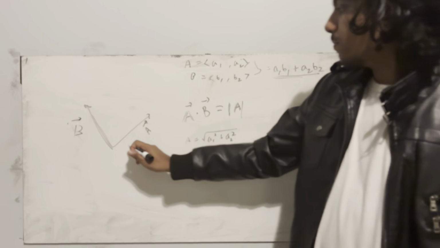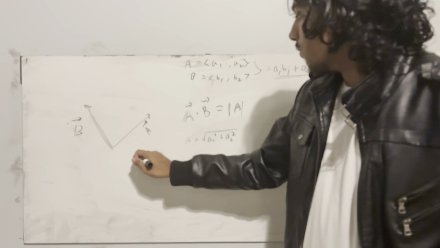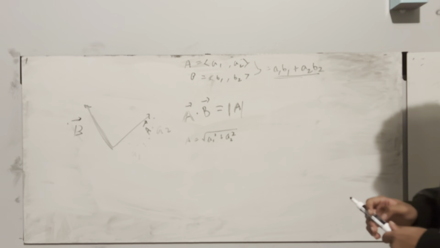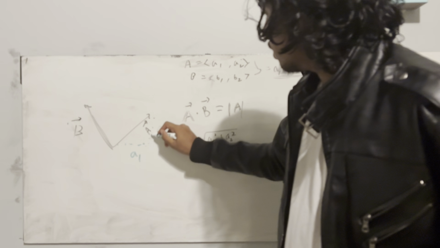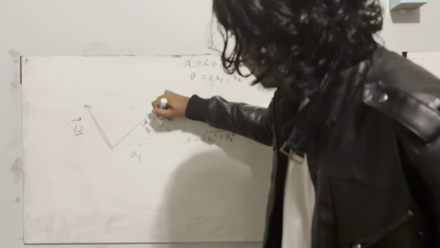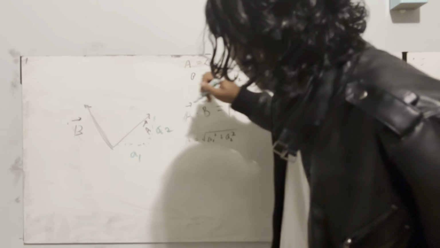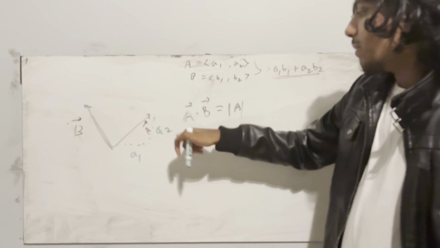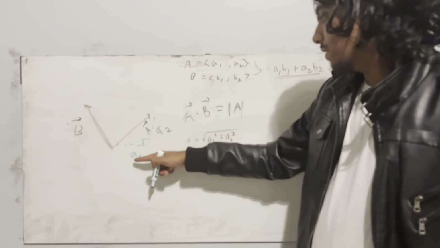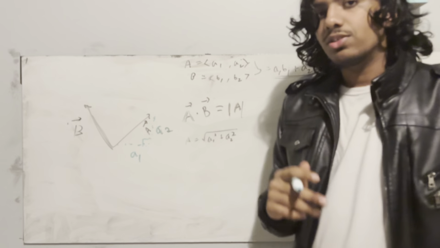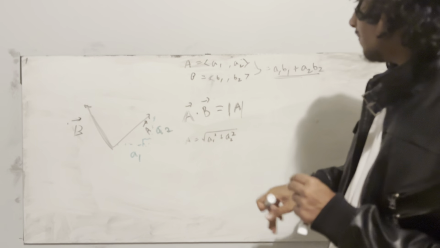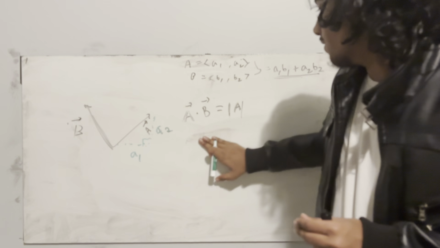Basically, it's a Pythagorean thing: this is A1, this is A2, and you're just using the Pythagorean theorem to find the length of this. That's the magnitude. Magnitude is just the length of the vector. So we're trying to find the magnitude of A.